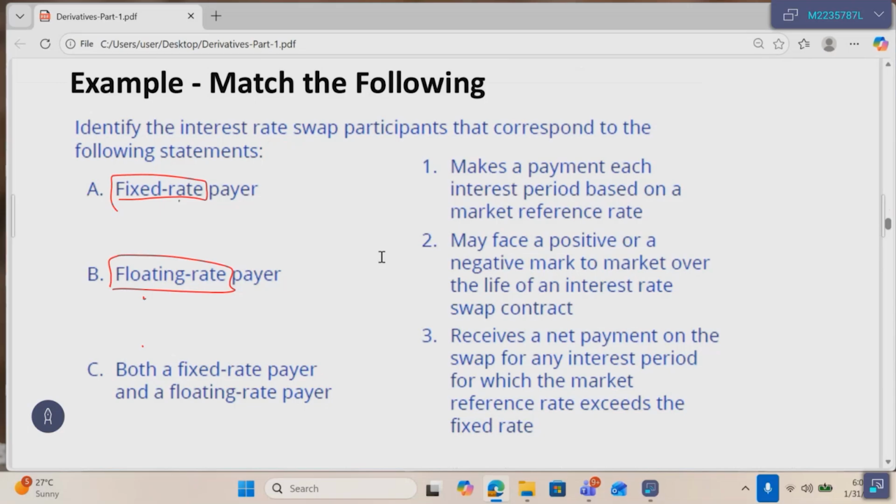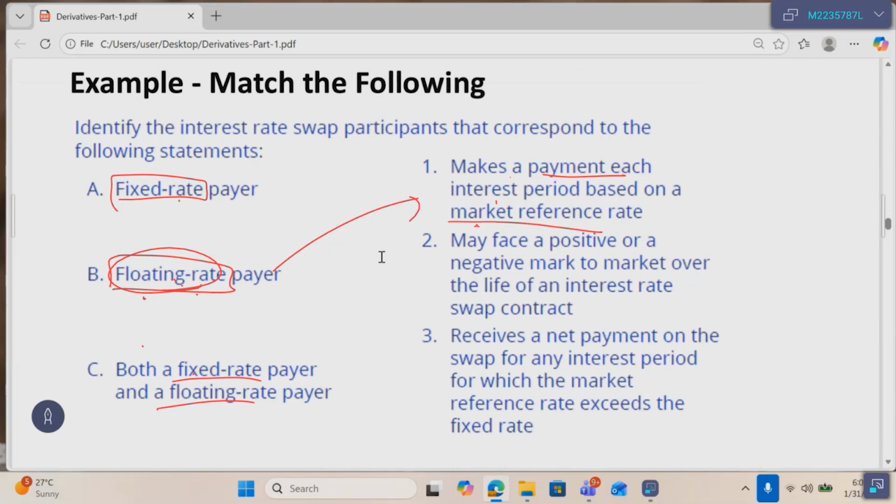So what does the fixed rate payer do? Does he make a payment based on the market interest rate? The market interest rate is the floating rate. Who will pay the market interest rate, the floating rate, and who will pay a fixed rate? Both may face a positive or negative mark to market over the life of an interest rate swap. One is paying the fixed rate and receiving floating, and the other is paying the floating rate and receiving fixed.